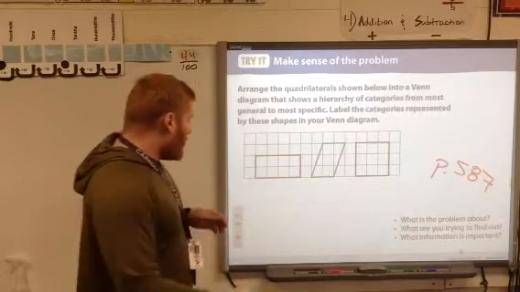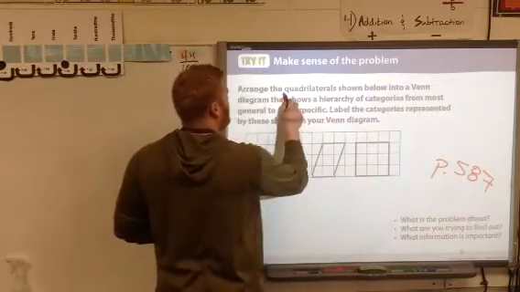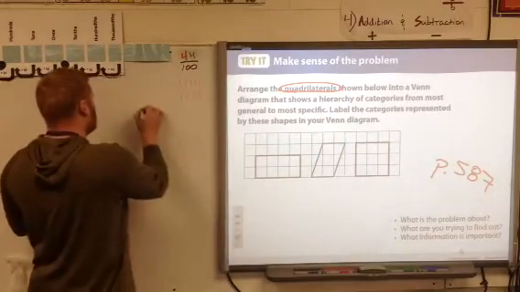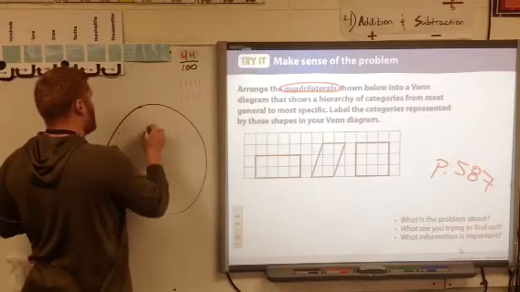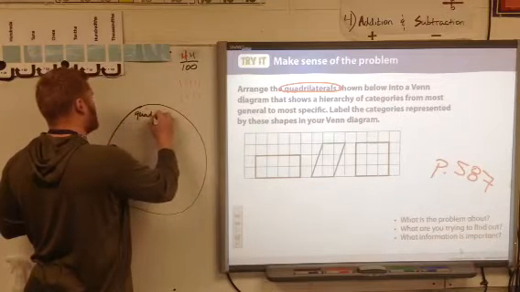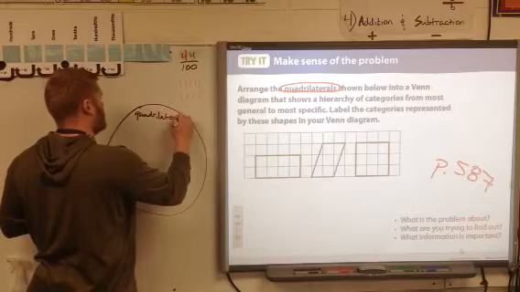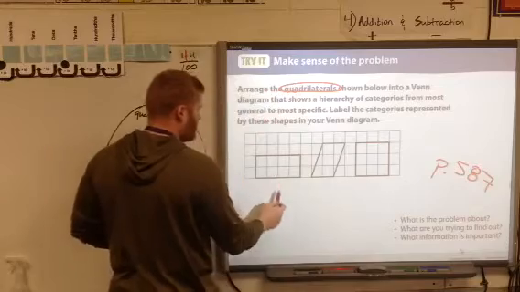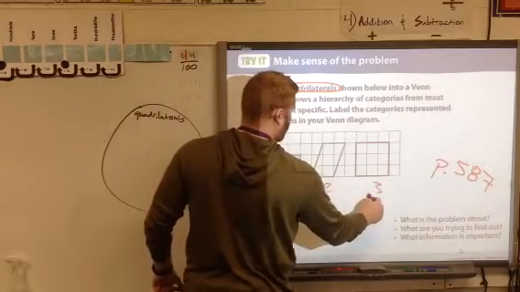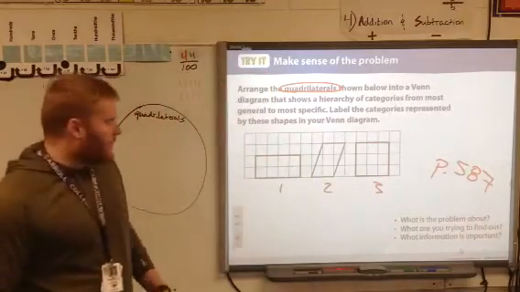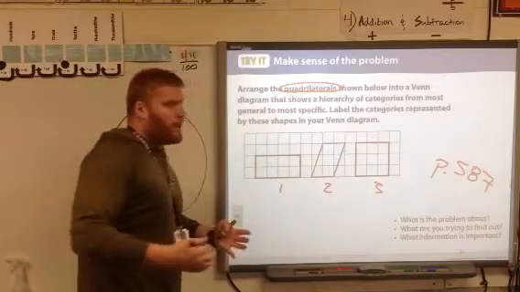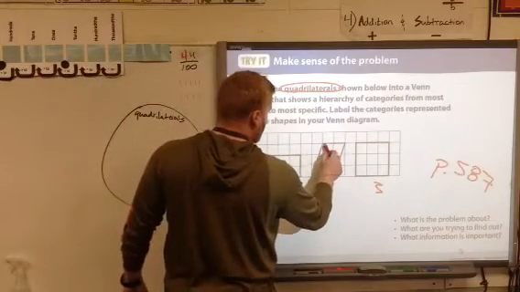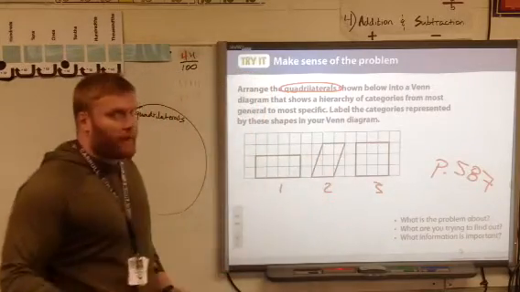Okay? So it already tells us right away that we're arranging what? Quadrilaterals. Okay, so my most general is going to be quadrilaterals. Very good. Okay, now I have 3 shapes. 1, 2, and 3. Now we can classify these shapes different ways. Okay? Big one is finding right angles. Okay? So 1, right here, and number 2, do we have a right angle?